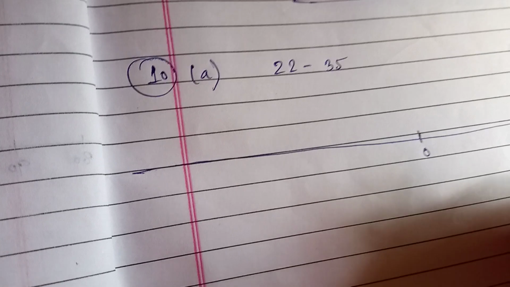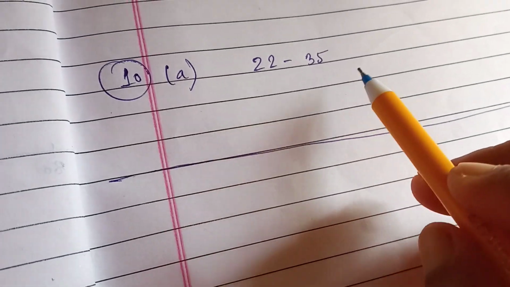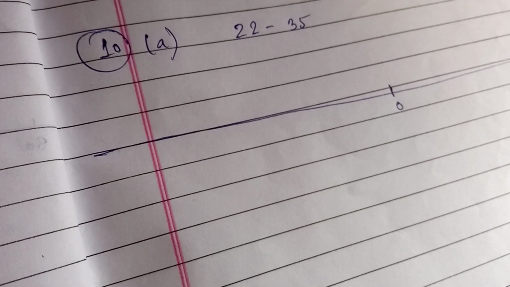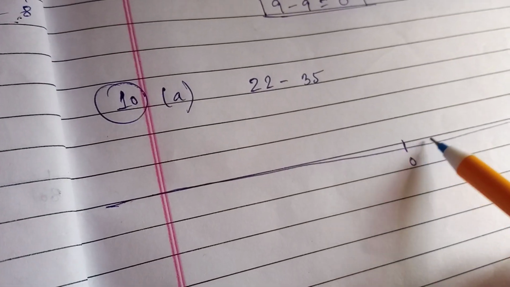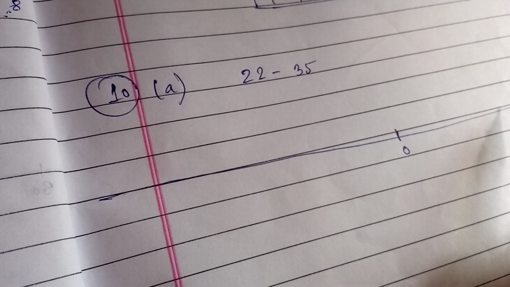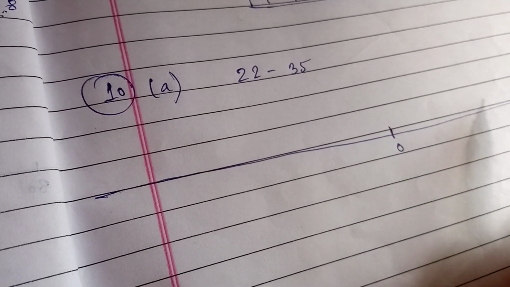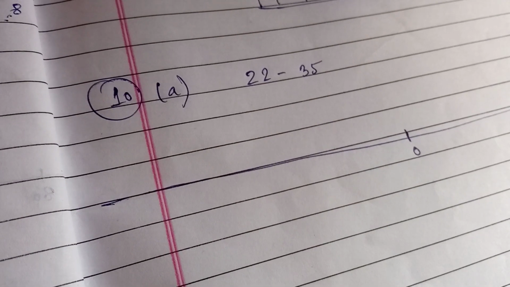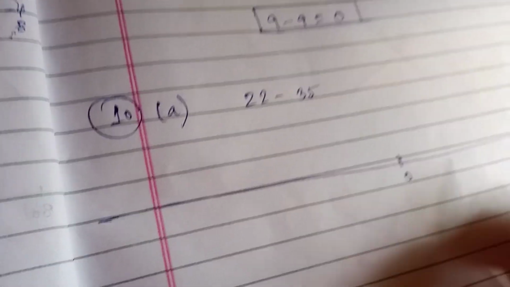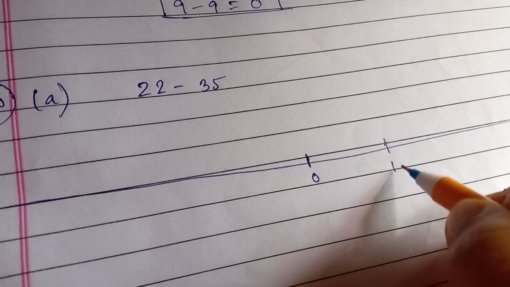So 0 is here. So 22 minus 35. In this case, you take the division this way, so that we can show the position of the number 22, and also the position after taking 35 steps. That's why I'm telling you to take the division this way. So this is 10.